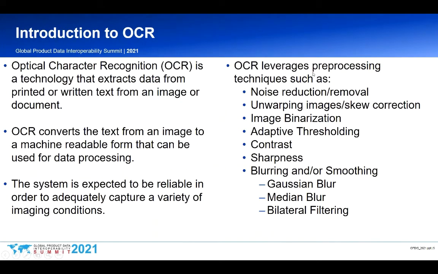Okay. So introduction to OCR. OCR is a technology that extracts data from printed or written text from an image or document into a readable form, so we can use that for data processing. The system is expected to be reliable in order to capture a variety of conditions. Like I mentioned, we have hundreds and hundreds of these parts, and no supplier has a standard template for these image labels. So they have various different surface finishes. Some are engraved, some are stamped, some have a reflective surface, some have a matte surface.